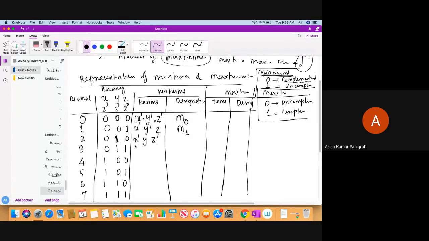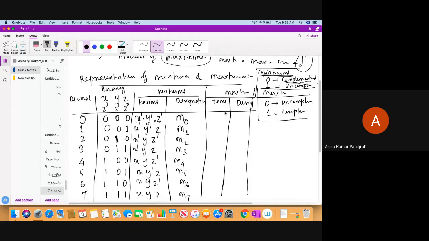Next, 3. 3 means what? X bar, y, z. So this will be m2. This is my m3. Similarly, x, y bar, z bar, m4. Similarly, x, y bar, z, m5. Next, x, y, z bar, m6. Next, x, y, z, which is m7. Do you understand, students? Wherever 0 is there, I treat it as a complemented variable. Wherever 1 is there, I treat it as an uncomplemented form. Then I have produced those terms and designated them.